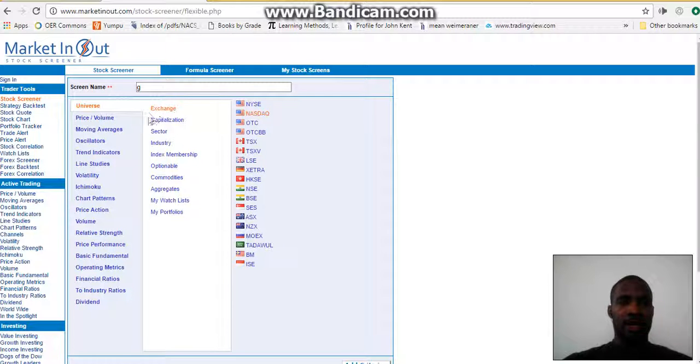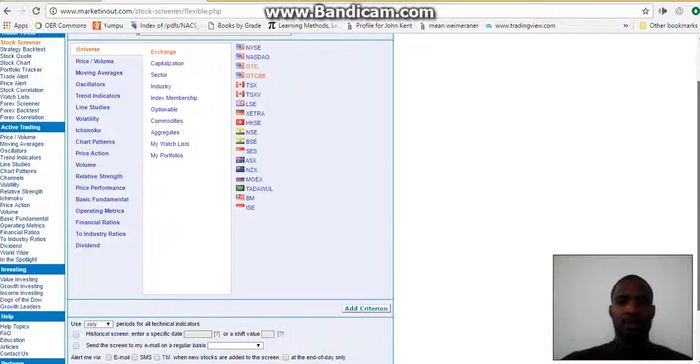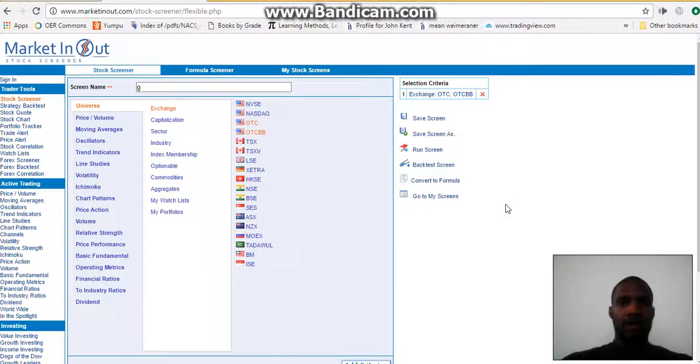Next thing, you need to select the universe. I always do exchange. I don't know what any of these are yet, but the exchanges I use are OTC, OTCBB, and down here you'll see it says add criterion. So you're going to add that, and you'll see it right here.